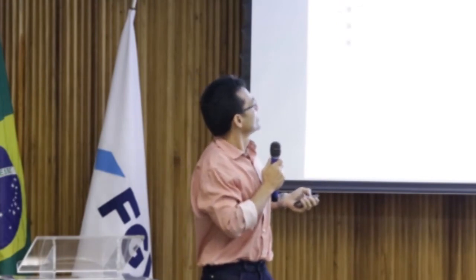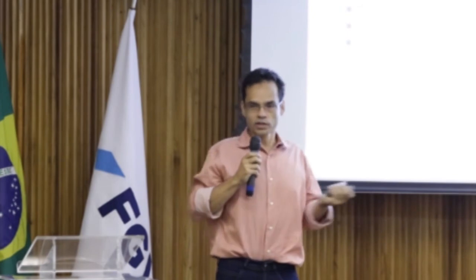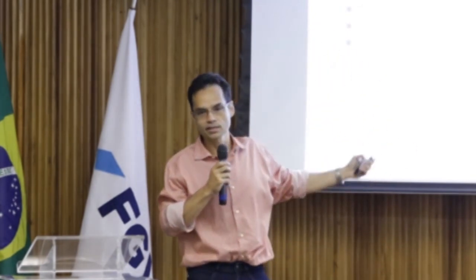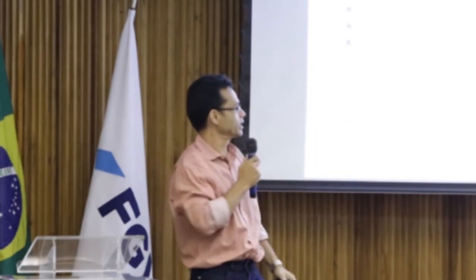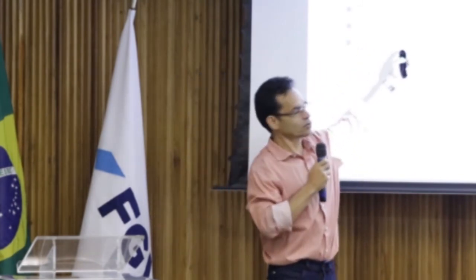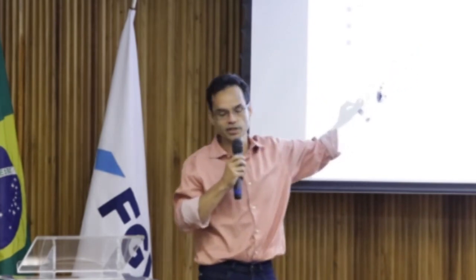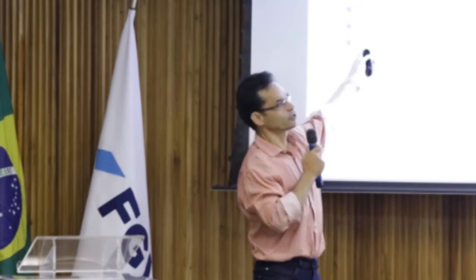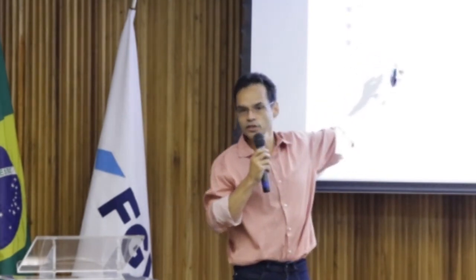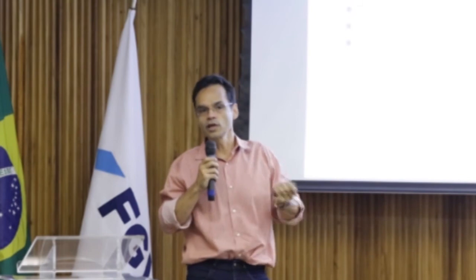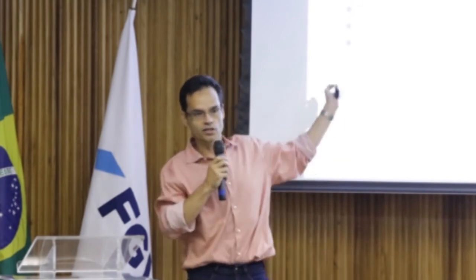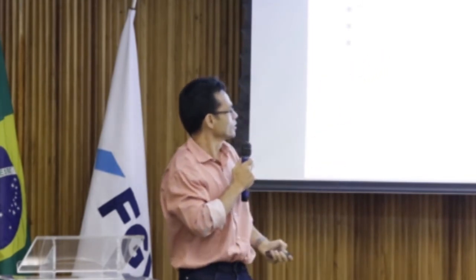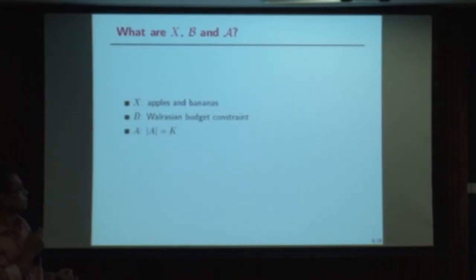So once again, in the classroom, what is X? Apples and bananas, like sets of bundles of apples and bananas. What are B's? Those are basically Walrasian budget sets. And what is A? Well, I'm going to be interested here in the cardinality of these sets. And you can think of what is feasible. You can have a finite number of observations of those budget sets, or those choices made in those budget sets.